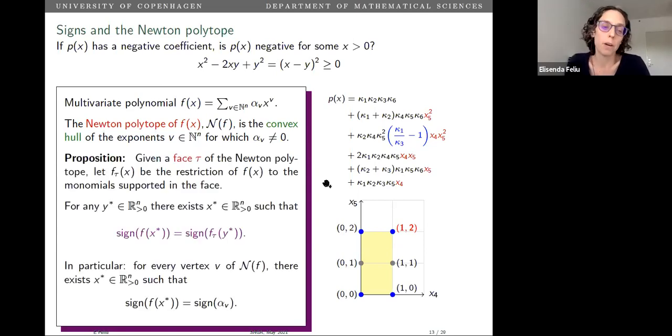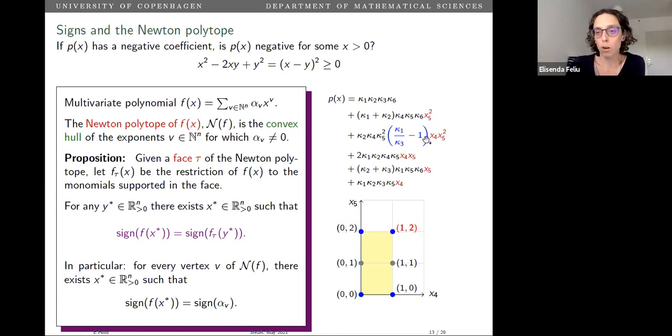And then when we have that, there is the following proposition that Timo de Wolff told me that's folklore in real algebraic geometry. So I assume many of you here know, but not everyone. It says the following. If you have a face of the Newton polytope, say, for example, this one, and you restrict the polynomial to the face, that means I only keep the monomials that lie on the face, that would be these two.